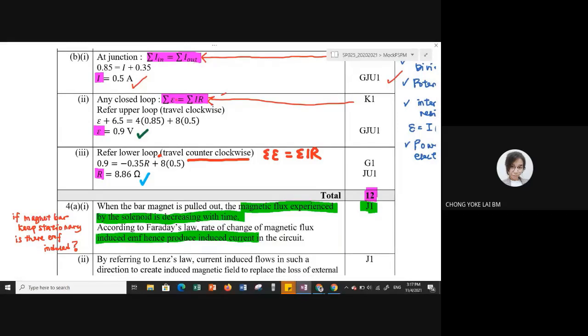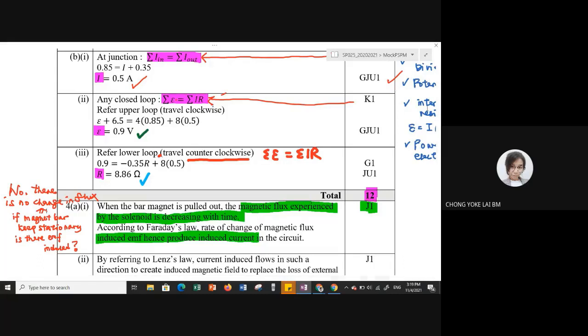Before we proceed, I will check your understanding. If the magnet bar is kept stationary, magnet bar tu adalah pegun dalam solenoid tu, is there any EMF induced? No. Why? Because there is no change in flux. Okay. So number 2, using Lenz's law, explain how the direction of induced current in the resistor can be determined.